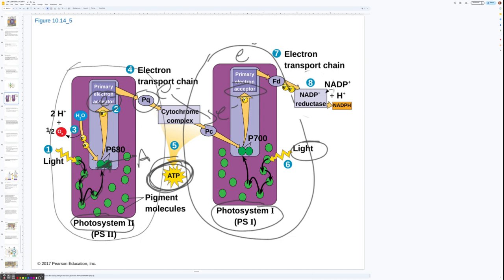This is the light cycle. This is still the light cycle. Okay, sorry. I wanted to circle this. So the electron eventually gets transferred to NADP to become NADPH. So now I have made ATP and I have made NADPH. And those are the two things that I need from the light cycle to make sugar. Isn't that fun?